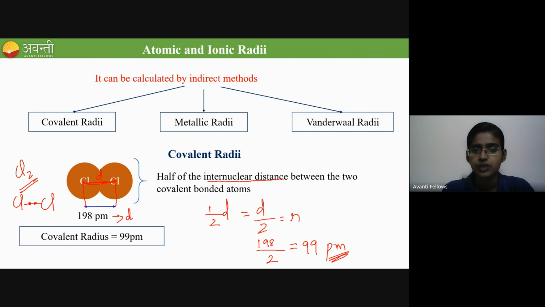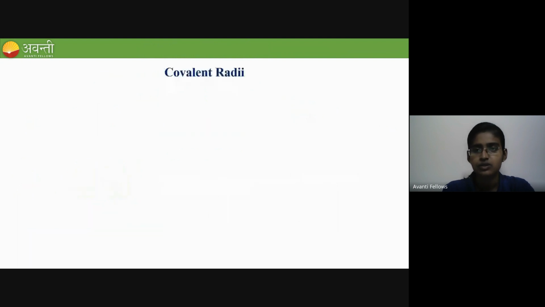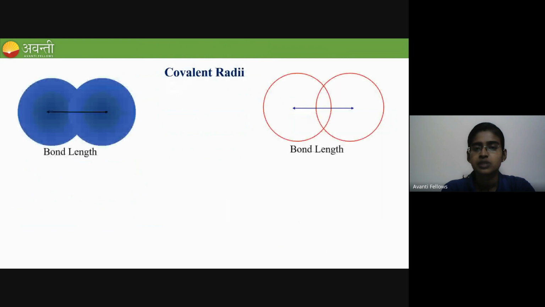Half of the internuclear distance between the two covalently bonded atoms is called the covalent radius. Thank you, students. Some more information: the definition for bond length. I told you, right?